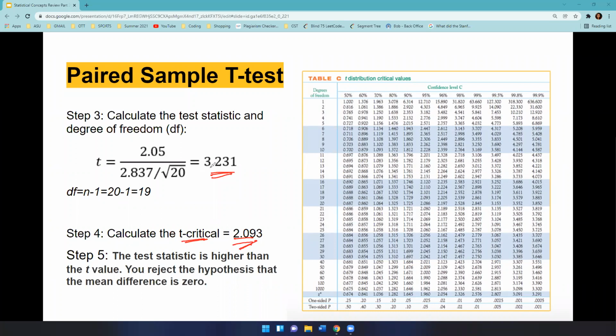Since the t statistic, this value 3.231, is greater than the t critical, we say that we'll reject the hypothesis that the mean difference is 0. That is, the pre and the post scores are the same. That means the module, the intervention, is helping students score more. So this is an example of paired sample t-test.